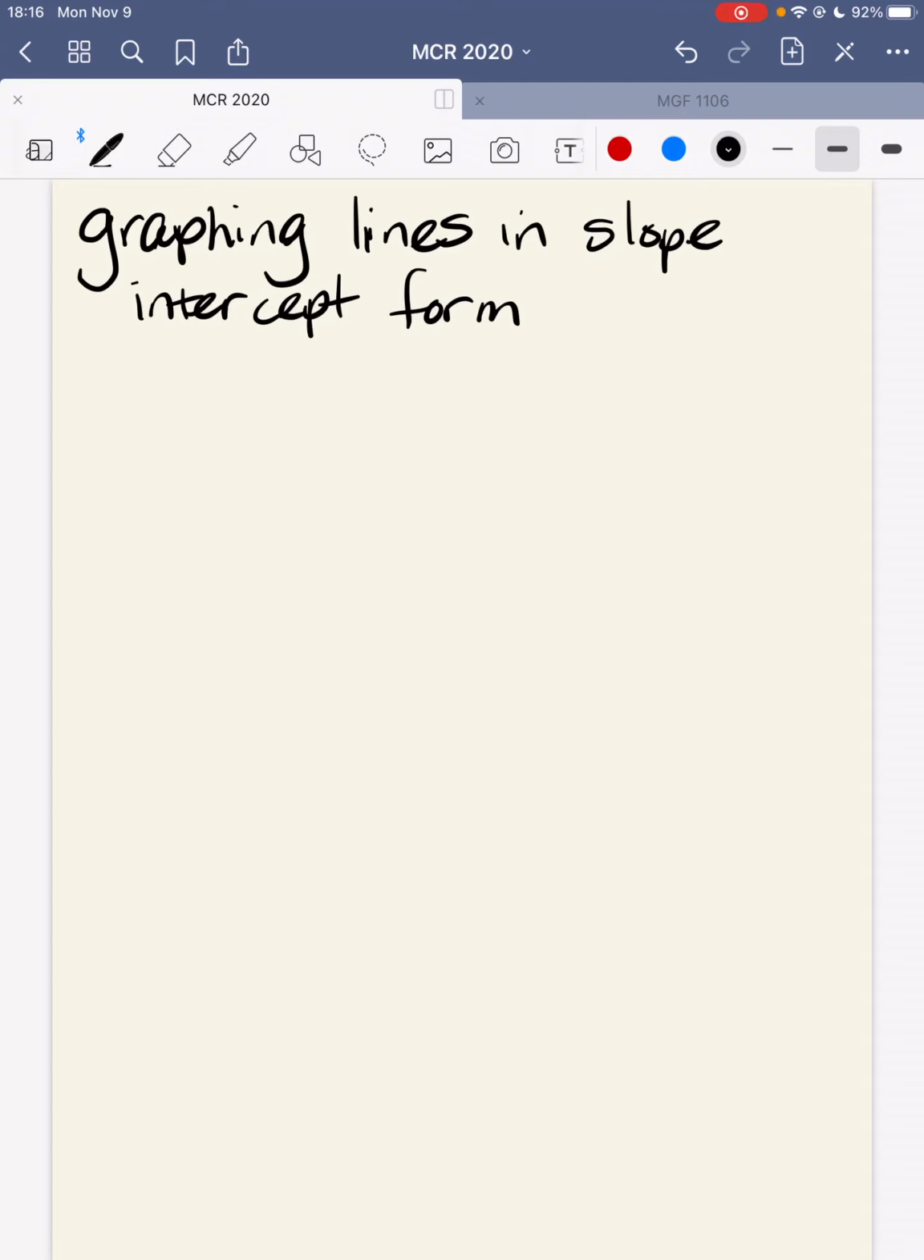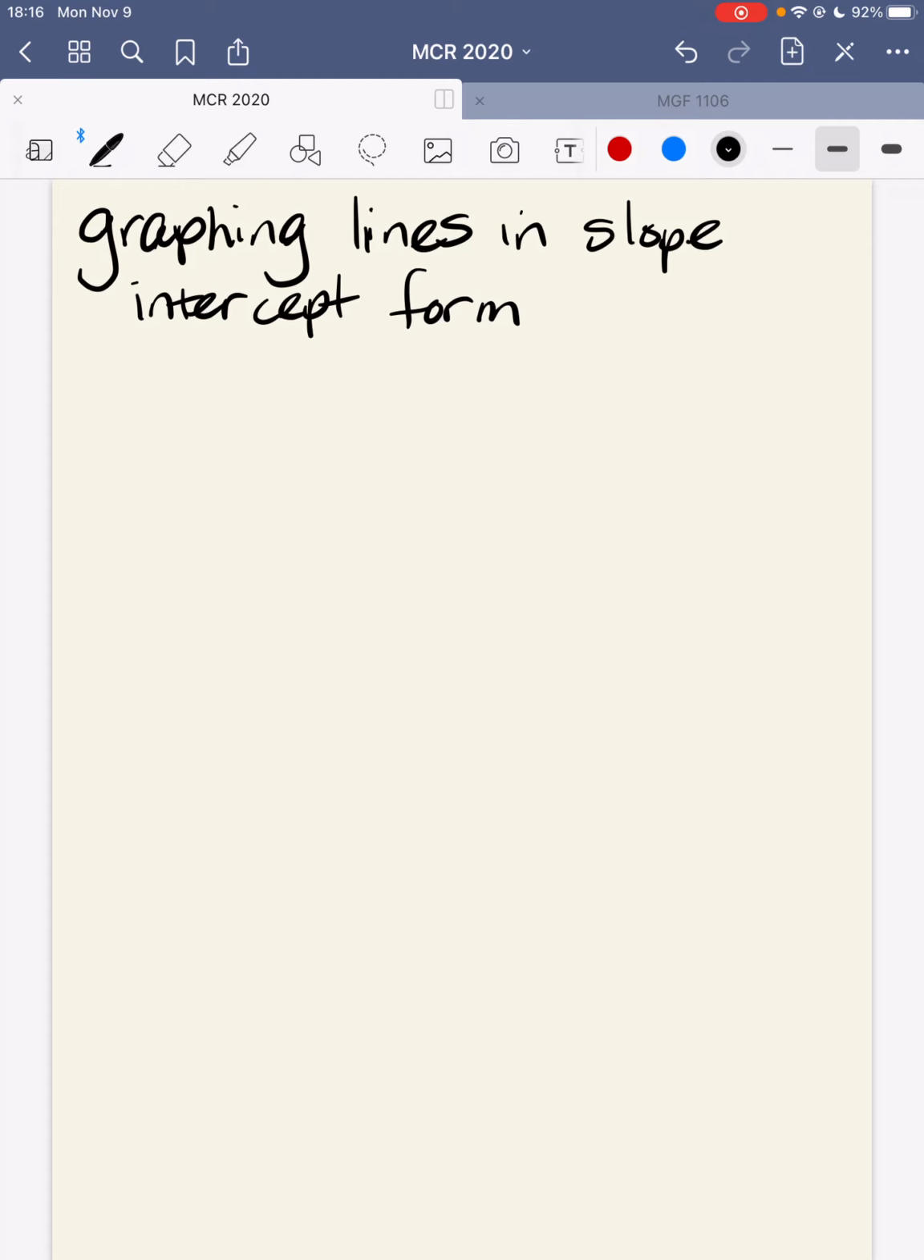All right, so earlier we have gone ahead and we've graphed lines by plotting 2 points in different forms. We have also used intercepts to go ahead and graph lines. Today we're going to use the idea of slope and slope-intercept form to go ahead and graph lines.